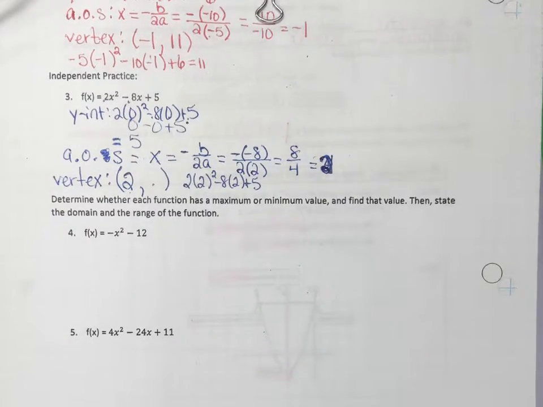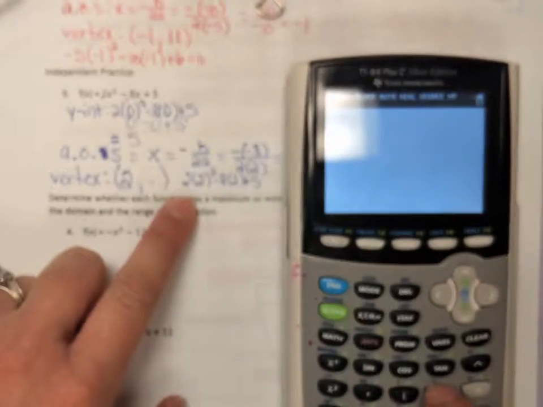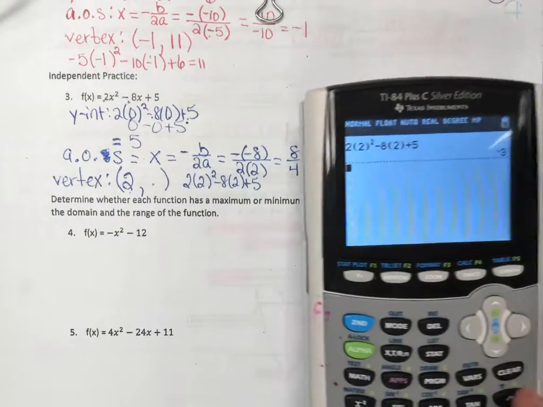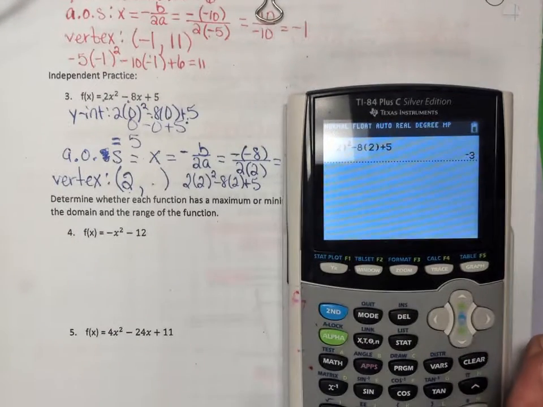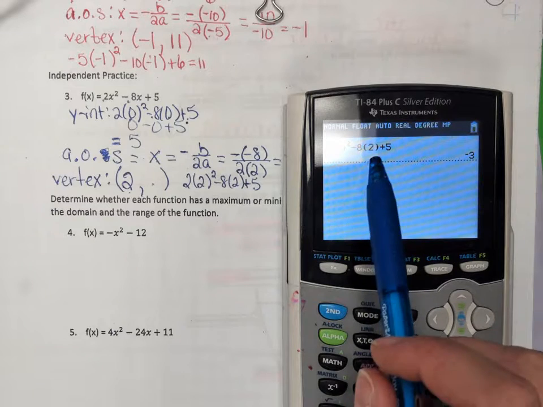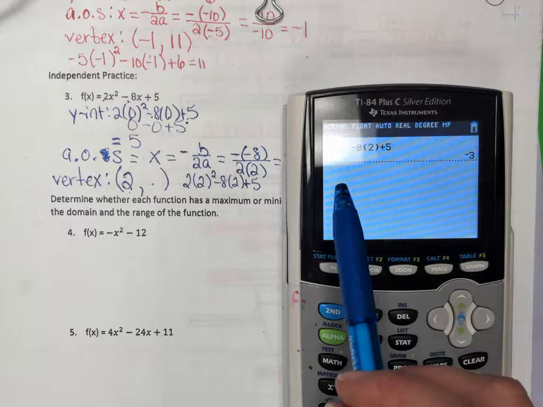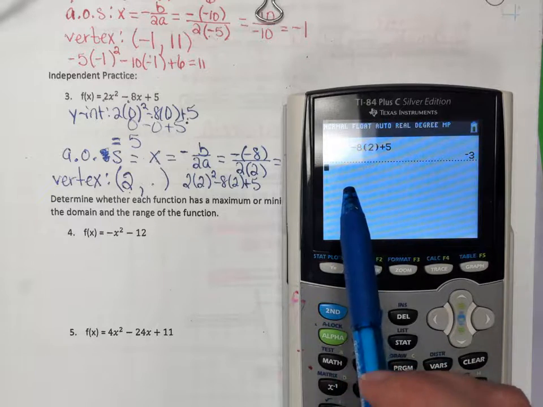Your handy dandy calculator will do all of that for you, okay? What'd you get? 5? That shouldn't be 5. Negative 3. You're thinking about when you're plugging in 0. Did you plug in 2 instead of 0? No, you plug in 2, not 0. Yeah, you said 0 instead of 2.